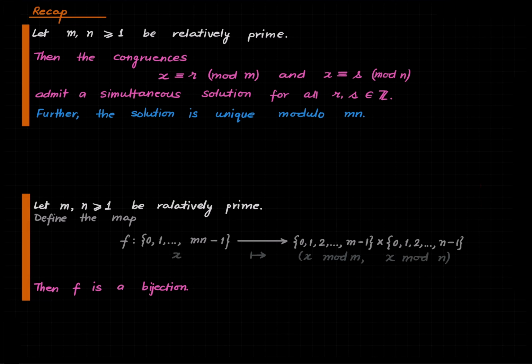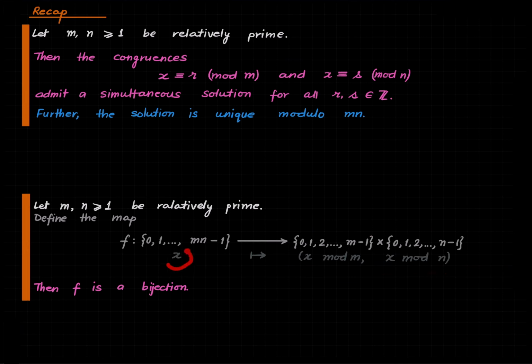There is a version which says that you can solve congruences simultaneously if the divisors are relatively prime. But we recast that in a certain way. So if m and n are two positive integers which are relatively prime, then we can define this map from the set of all the remainders modulo mn to the set of all the remainders modulo m times the set of all the remainders modulo n. And this map is very natural.